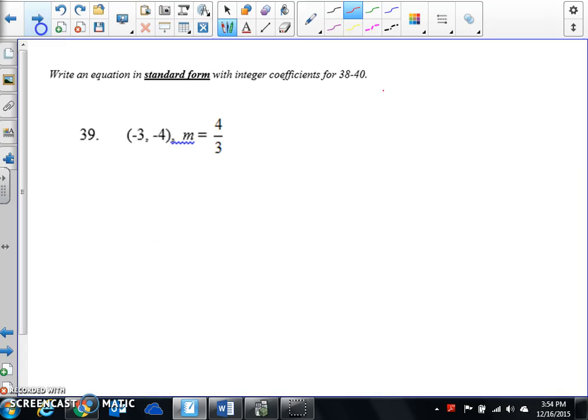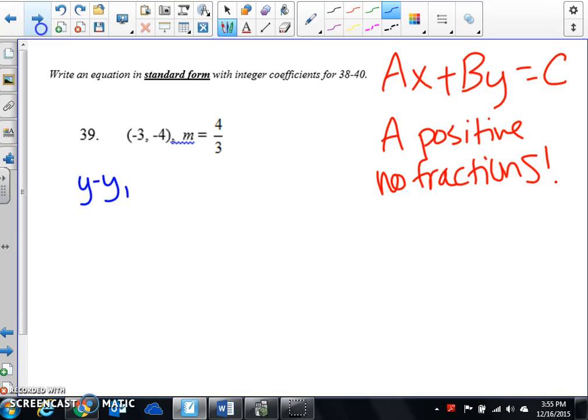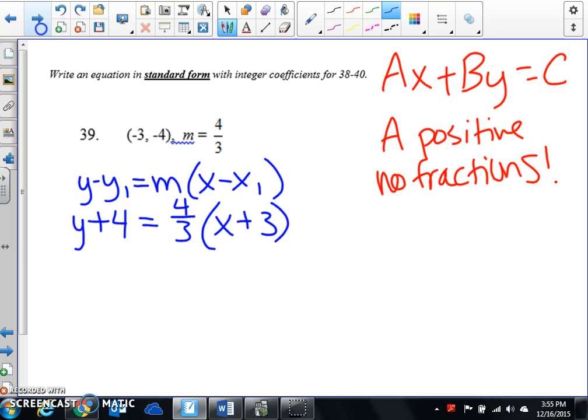All right, so Ax plus By equals C. A has to be positive. No fractions. Anywhere. Okay, so they gave me a point. They gave me slope. So I need to start with point slope. So y minus y1 equals m(x minus x1). Now I plug in my information. Y minus a negative 4, so y plus 4, equals 4/3 (x plus 3).